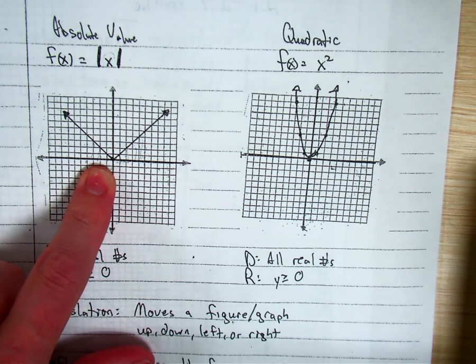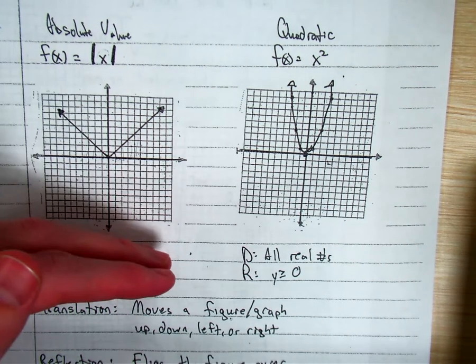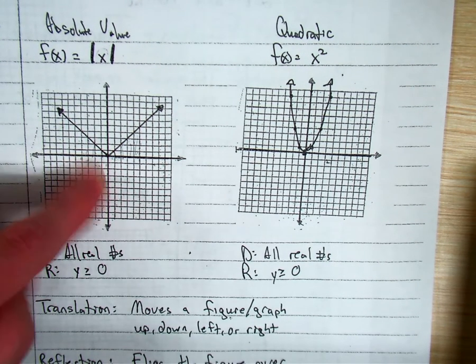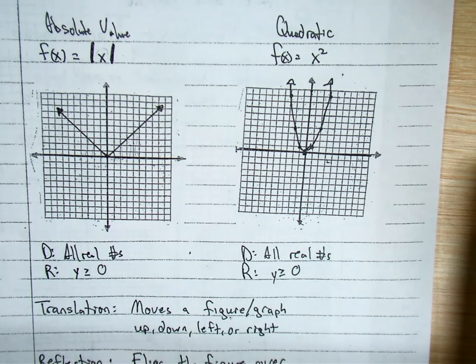The lowest it goes is 0, and then it stops there and turns back around. So it's not all real numbers because I don't use the negatives. The lowest is 0, and everything above that. So all my y's are greater than or equal to 0.